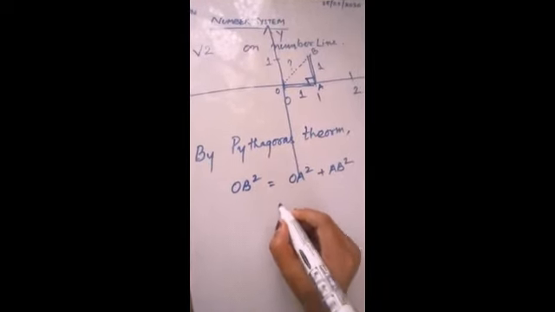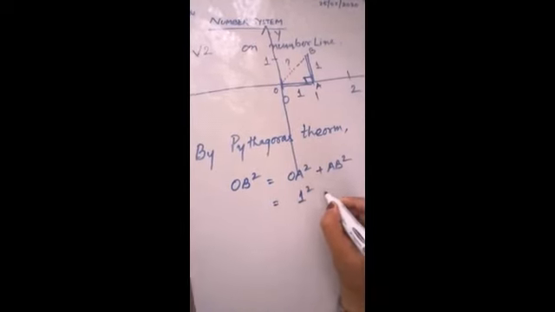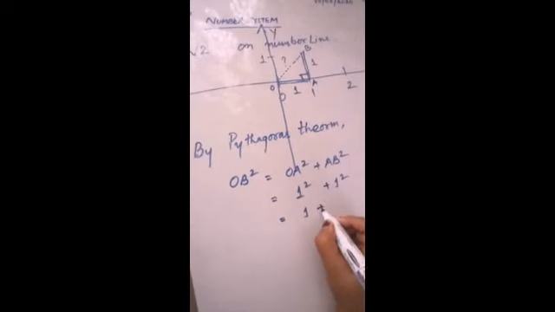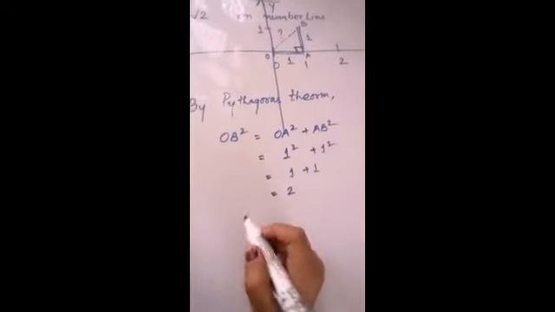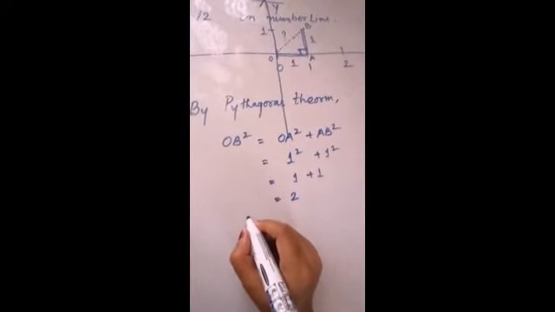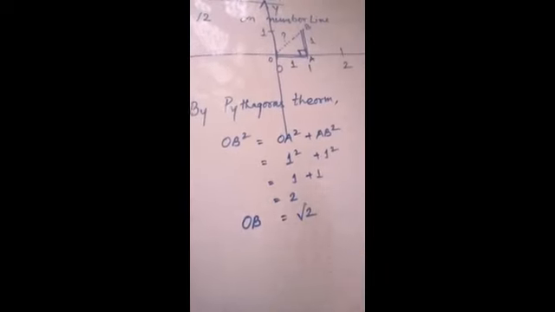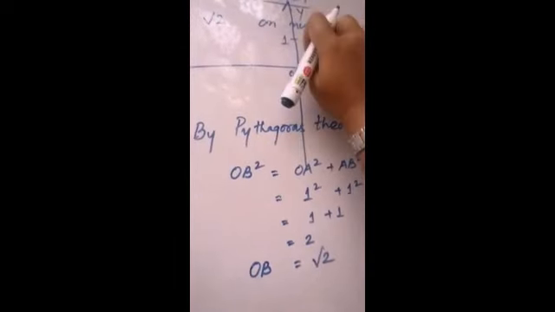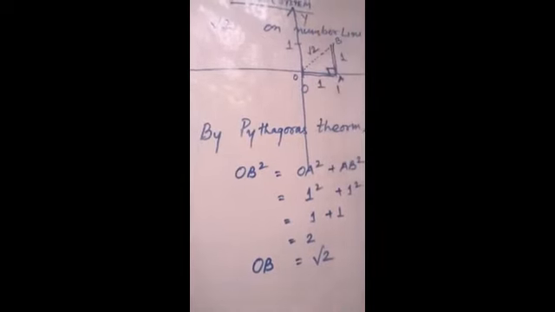So OA means what? 1 square, and AB means again 1 square, which is 1 plus 1 is 2. Now what I need is the value of OB. So the value of OB will be root 2, right? So the thing that we did not know till now is root 2.